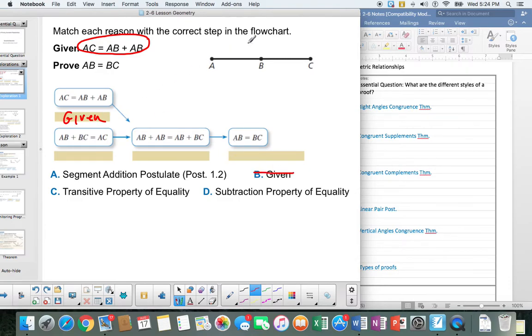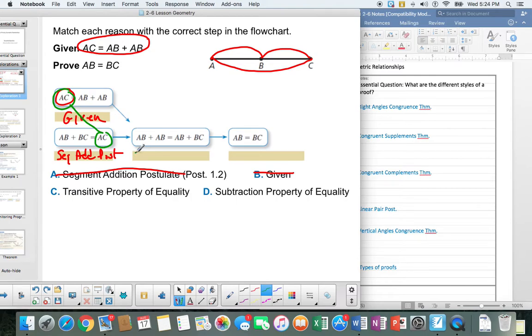Now let's take a look at this statement. AB plus BC is equal to AC. Little plus little equals big, and that's segment addition postulate. So I've used this reason right here. And I notice that both of these statements, I need to change my color, both of these statements have AC in them.